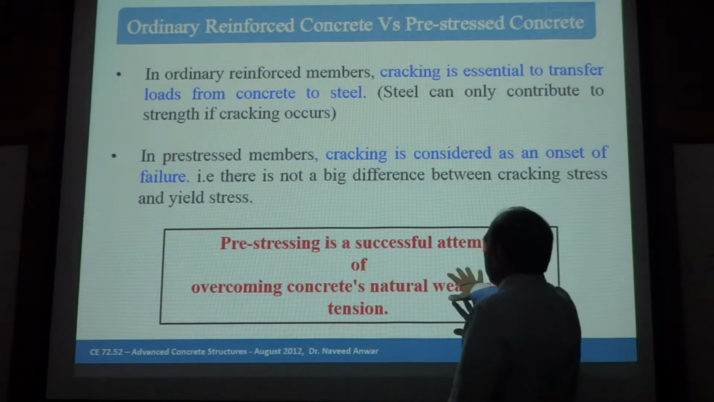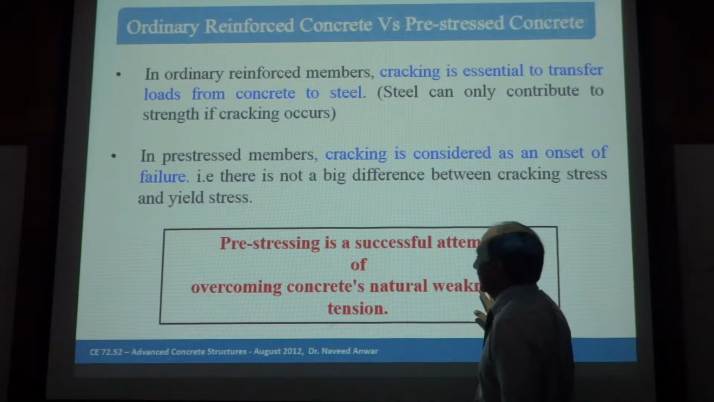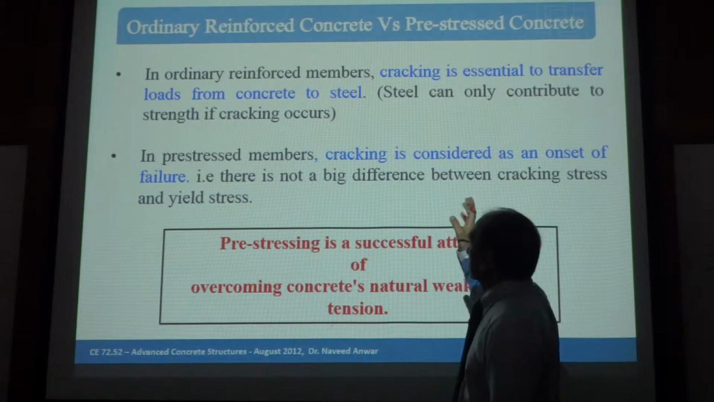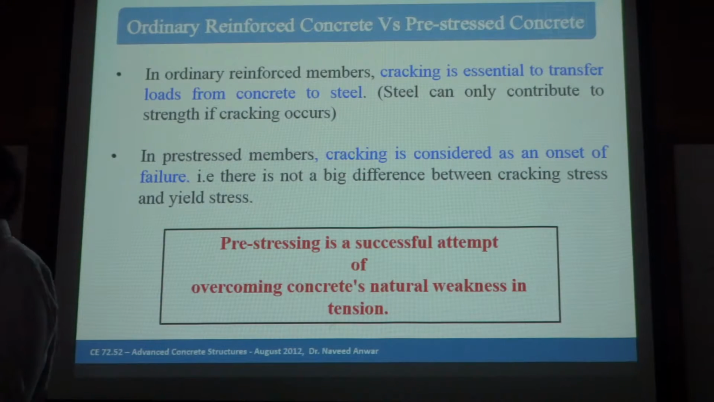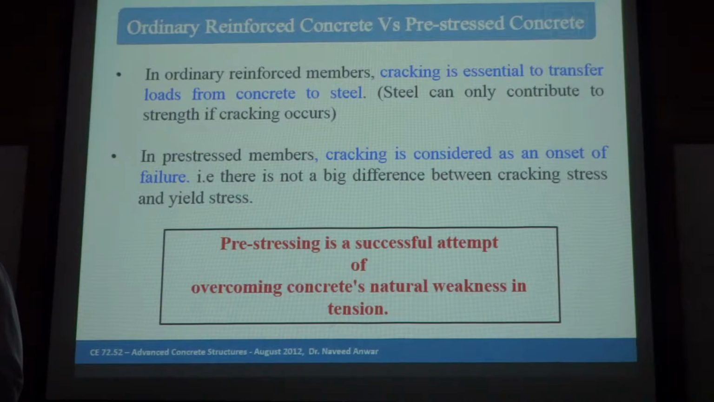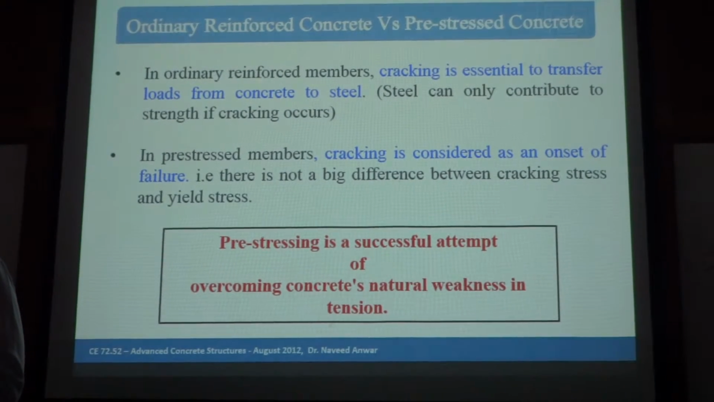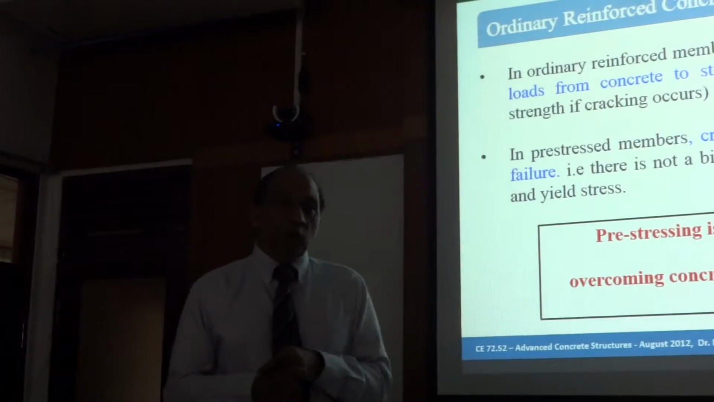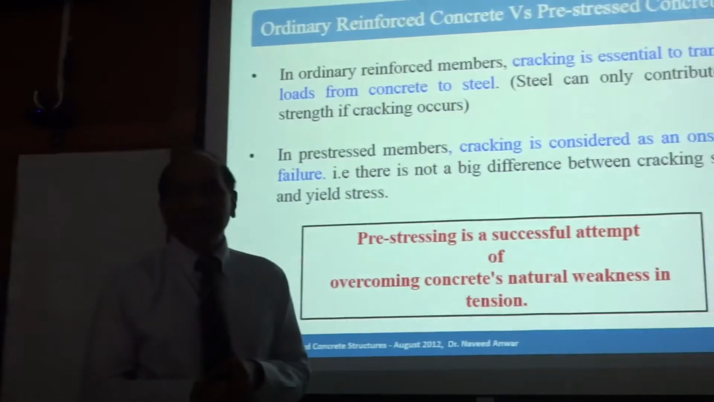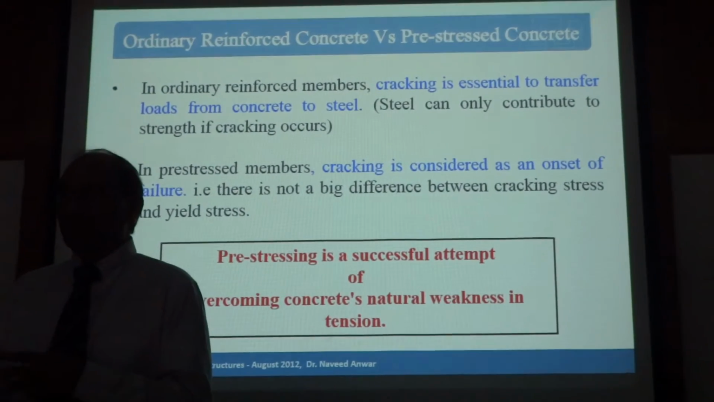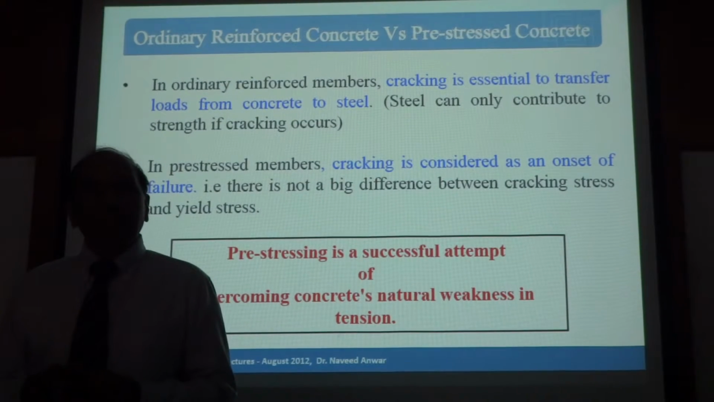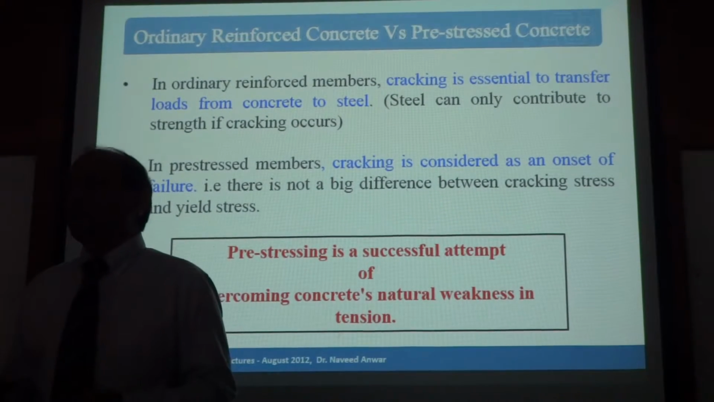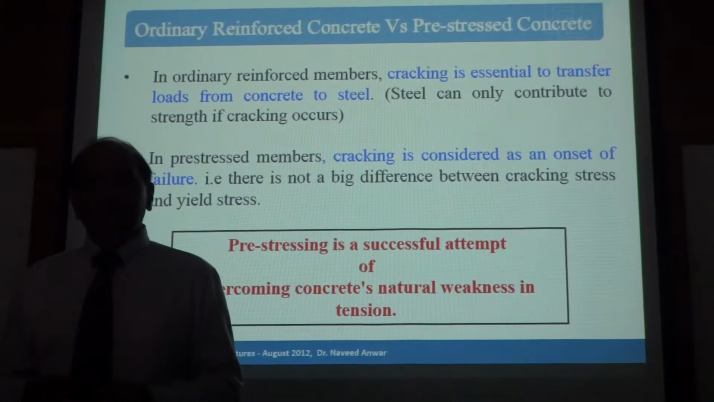So we already said that prestressing is a successful attempt at overcoming concrete's natural weakness in tension, and it is auto-reinforced, so we all know all that. Basically, we convert reinforced concrete, and we talked about the material types: orthotropic, isotropic, anisotropic. Normally, reinforced concrete is a highly anisotropic material. It has different properties in all directions. It's a very bad material. But prestressing, or post-tensioning as we will call it later, converts it into kind of an isotropic material.